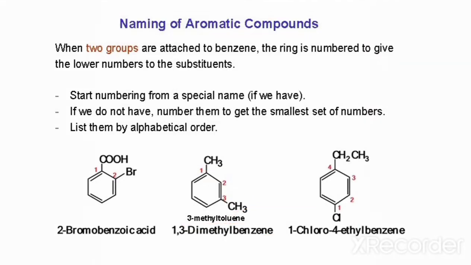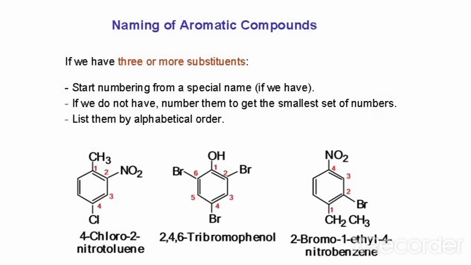Next is, if we have three or more substituents attached to the benzene ring, the rules are the same. If we have a special name, we will consider it, and if we do not have a special name, then number them to get the smallest set of numbers, give them the least numbers, and list them in alphabetic order.